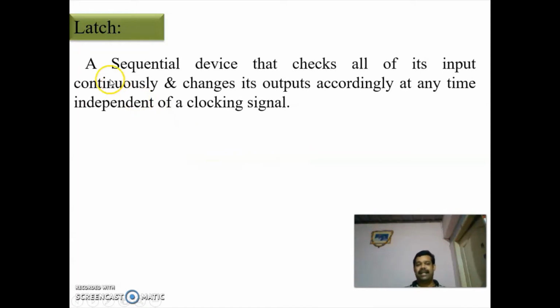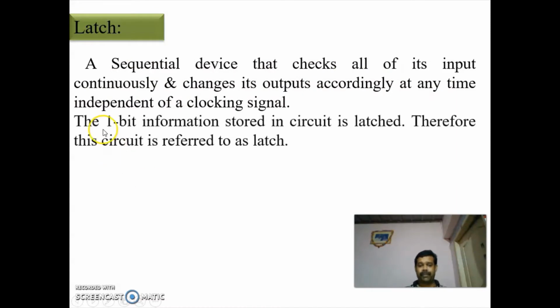Next one is latch. What is latch? Latch is a sequential device that checks all of its inputs continuously and changes its output accordingly at any time, independent of the clocking signal. So latch is a sequential device. It checks the input continuously and changes its output accordingly at any time, independent of the clocking signal. In latch, there is no clocking signal, and its output can change at any time. In the latch, a 1-bit information stored is latched. Therefore, the circuit is referred to as latch.